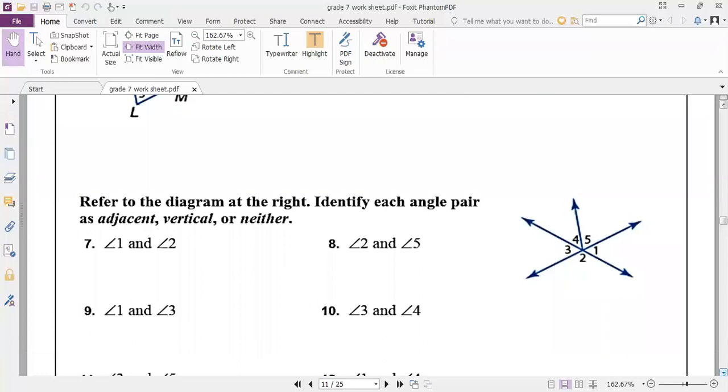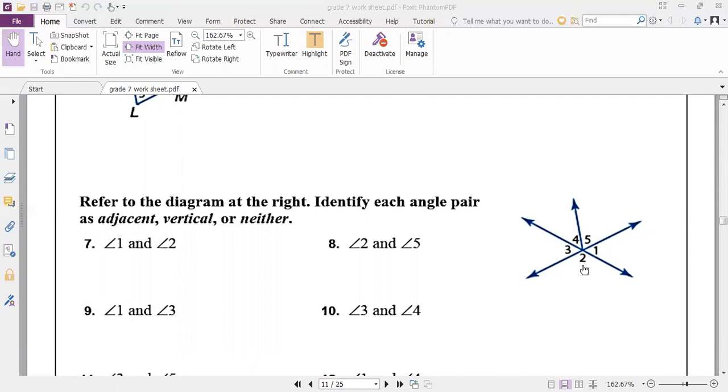Identify each pair: which will be adjacent, which one is vertically opposite, and which is neither. Number 1, I look into angle 1 and angle 2. Where is angle 1? Angle 1 is here. This is angle 1, and this is angle 2. What can we name them, both together? The two angles are adjacent.